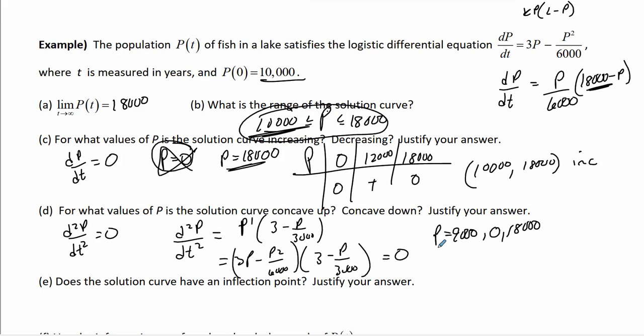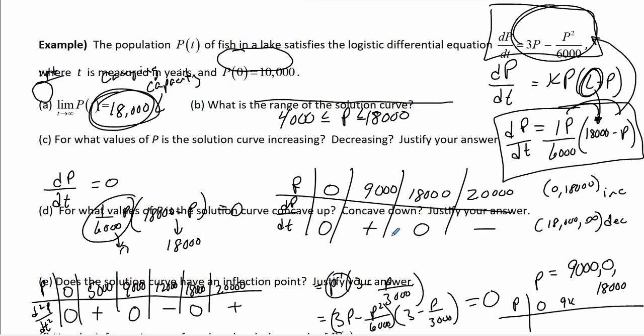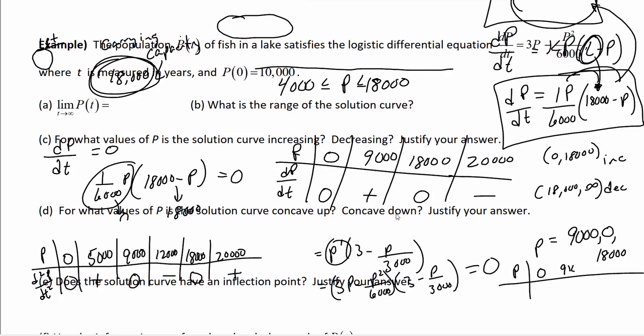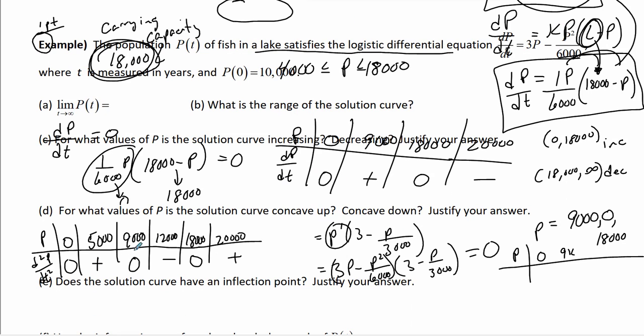Well, if we actually do the chart there, we can come back to my previous chart, which is right here. At 9,000, it's 0. At 12,000, it's negative. So in between 9,000 and 18,000, it's negative, which means it's concave down.